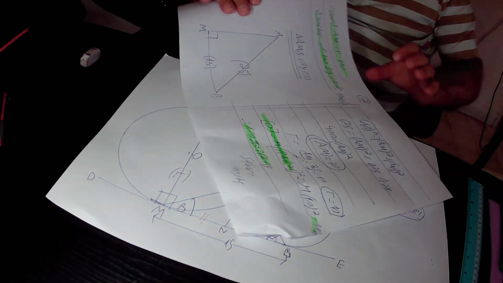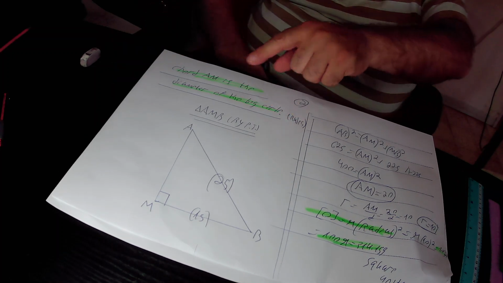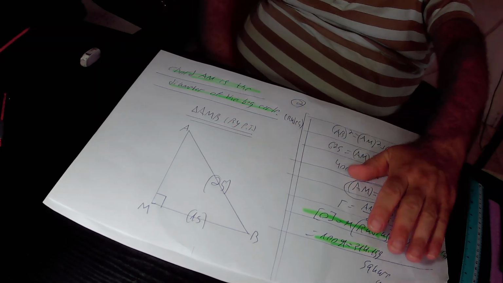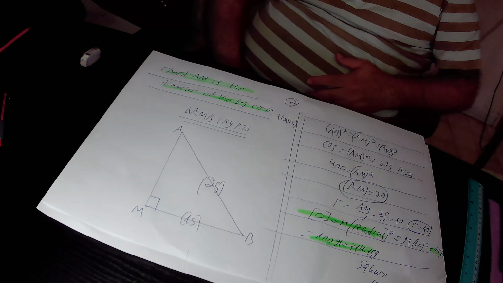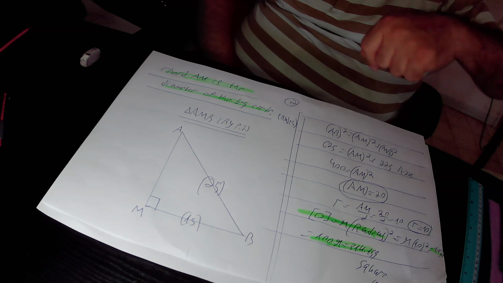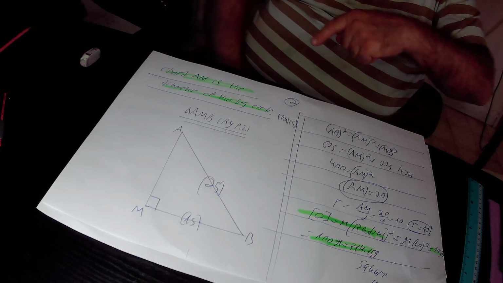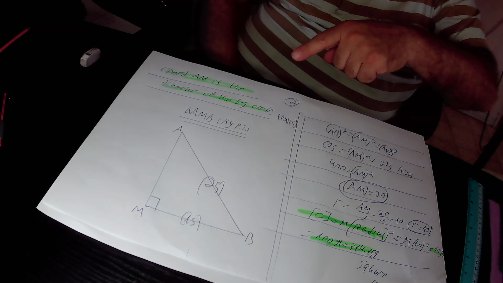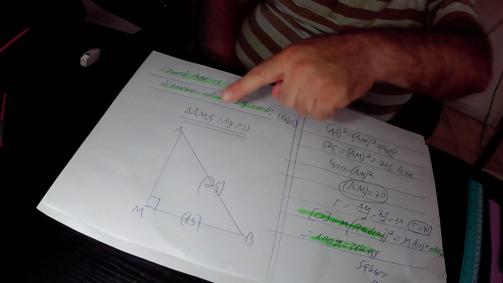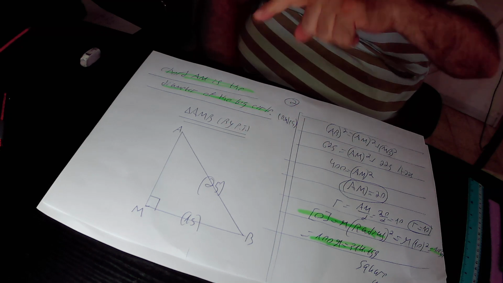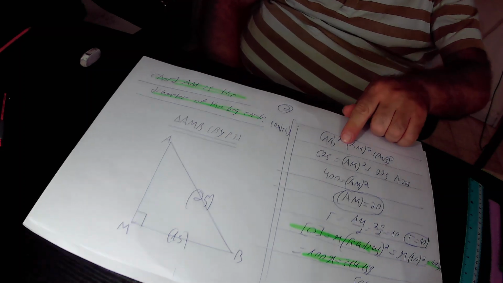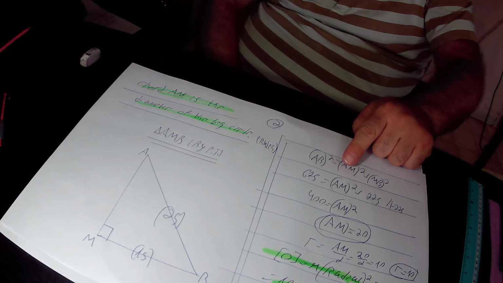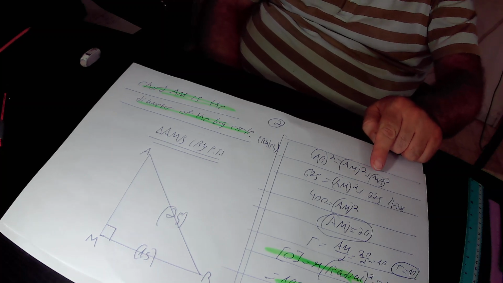So, this is triangle AMB according to the original diagram. In this triangle AMB, according to the Pythagoras theorem, AB squared, that is the square of the hypotenuse, equals AM squared plus MB squared. AB is 25, therefore AB squared is 25 squared, that is 625, and is equal to AM squared. AM is the missing side, so we leave it as it is, plus MB squared. MB is 15, therefore MB squared is 15 squared, that is 225. So in total we have found that 625 equals AM squared plus 225.